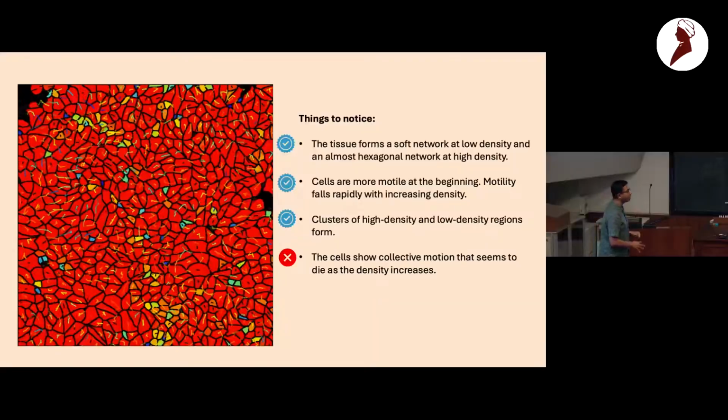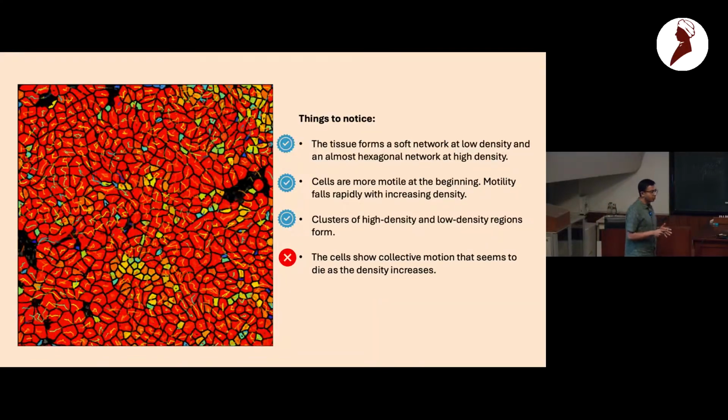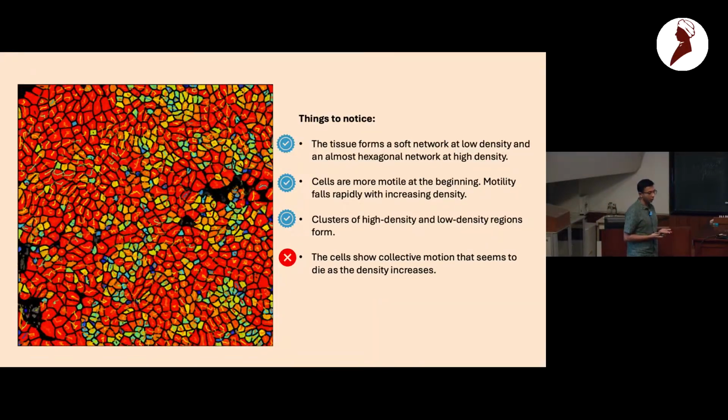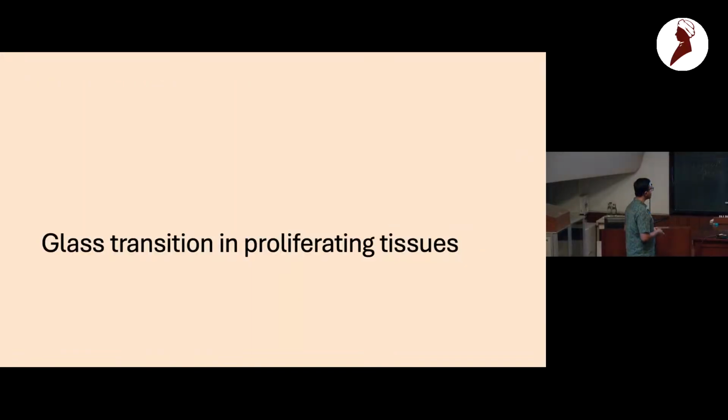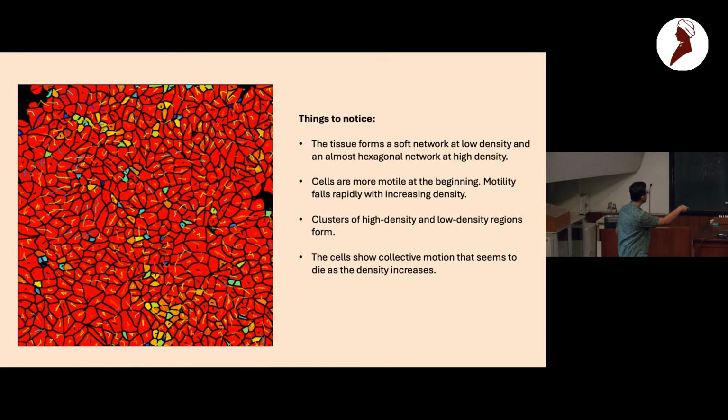So I hope what I have convinced you is that there is tissue solidification through cell division, what I have shown you here. What we now have to convince you of is the nature of this tissue solidification, what kind of thing is going on. And that is the next part of my talk. I'm going to convince you that there is a glass transition in this kind of proliferating tissue, okay?